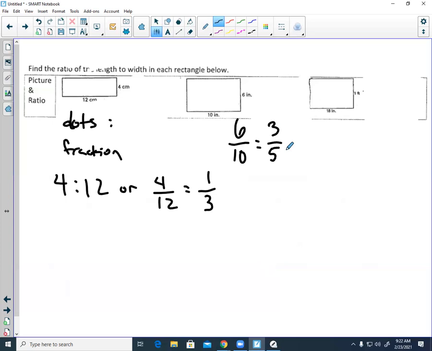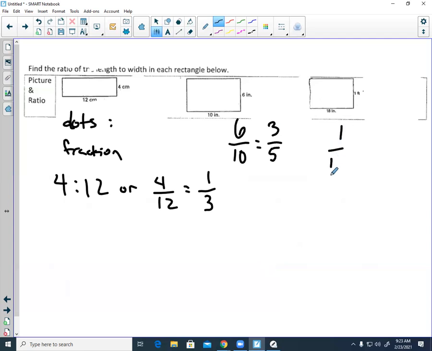Now, just so you know, 6 over 10 is called a ratio. 3 over 5 is called a unit ratio. It's the most basic form of ratio that we have. It's the most simplified ratio that we can get. Okay? And then the last one is 1 over 18.